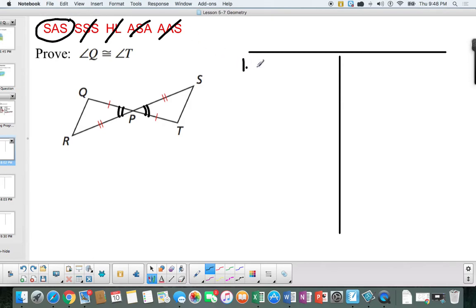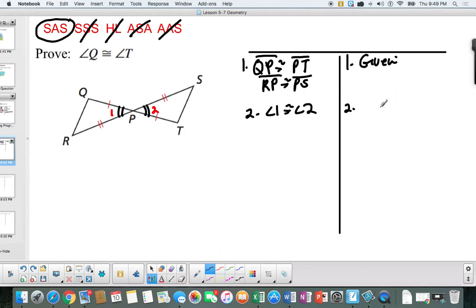So step one is to write down what I see given, QP congruent to PT and RP congruent to PS, and that's the given. Step two, we get some vertical angles, and I'm going to label that angle 1 and angle 2. So I'm going to say angle 1 is congruent to angle 2. Vertical angles are congruent. And now I have my SAS.